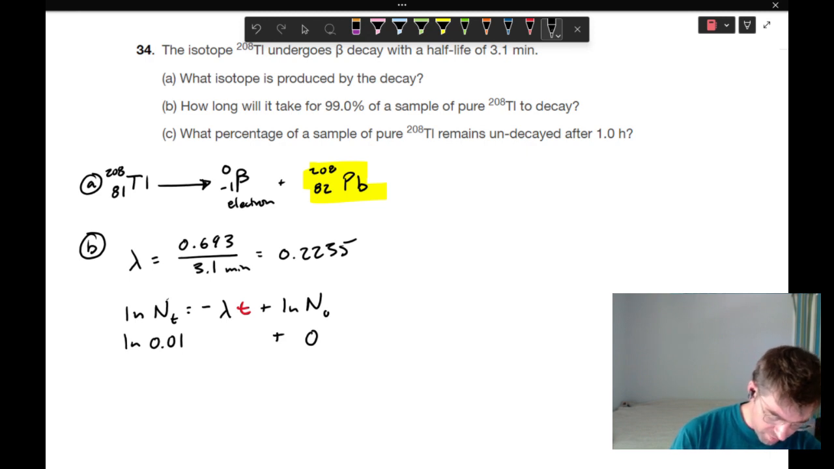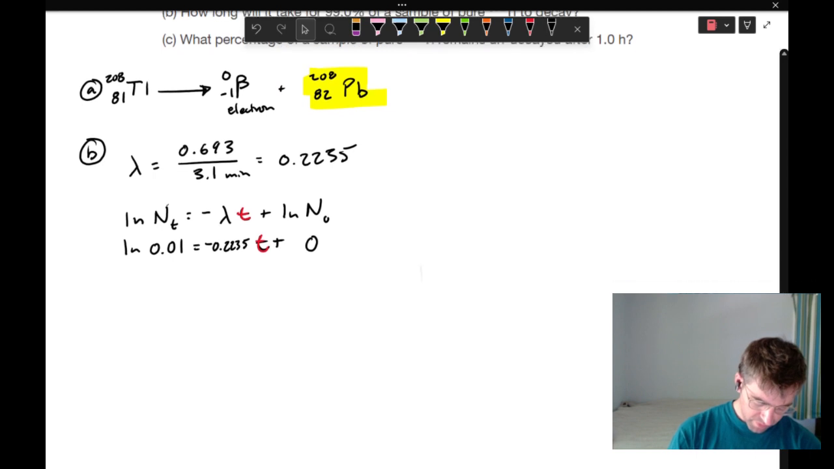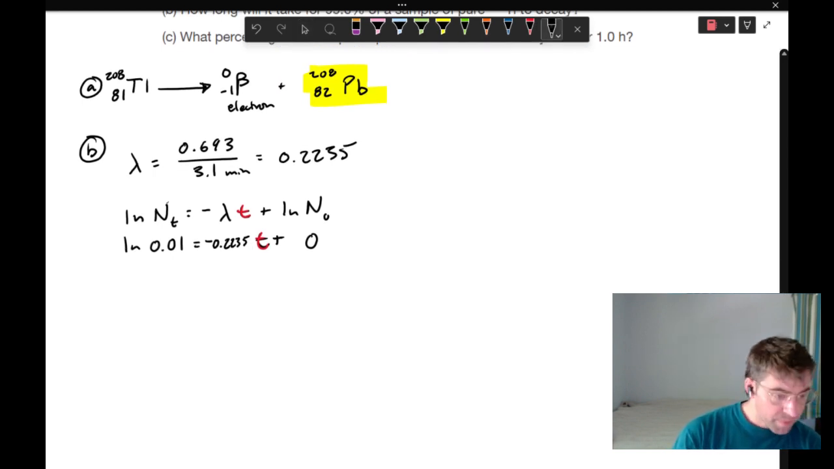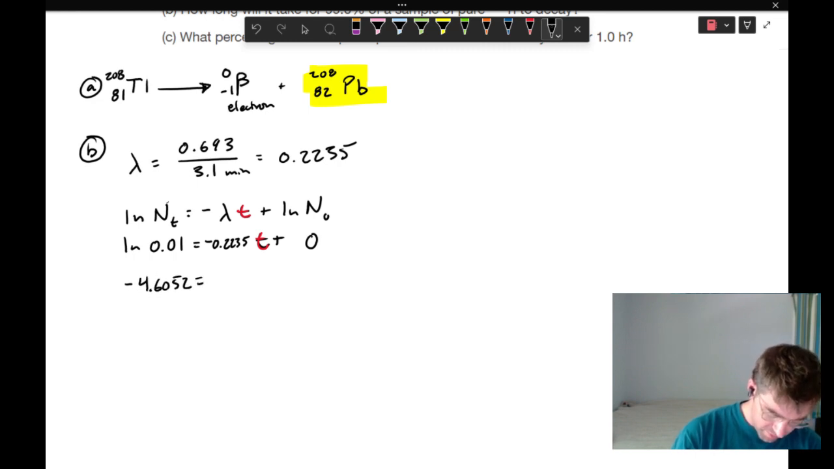So ln of 0.01 equals the negative decay constant times t. And I'm going to keep highlighting that t in red just so we can keep track of it. All right, ln of 0.01 is negative 4.6052. We've still got our constant there times t, and plus 0 we don't have to worry about. And simply divide by the negative 0.2235 to get it out of there. And our final answer is t equals 20.6 minutes.